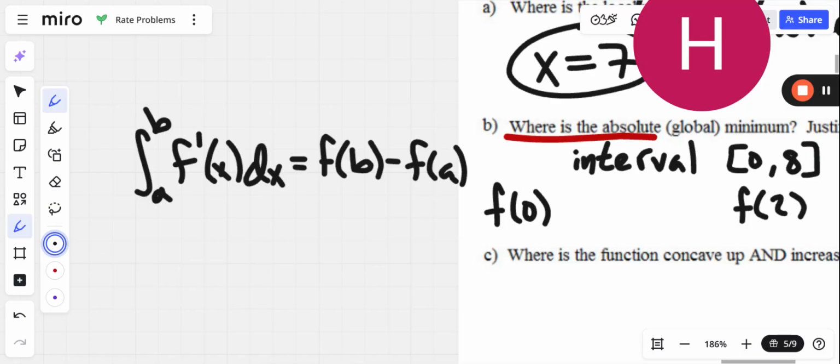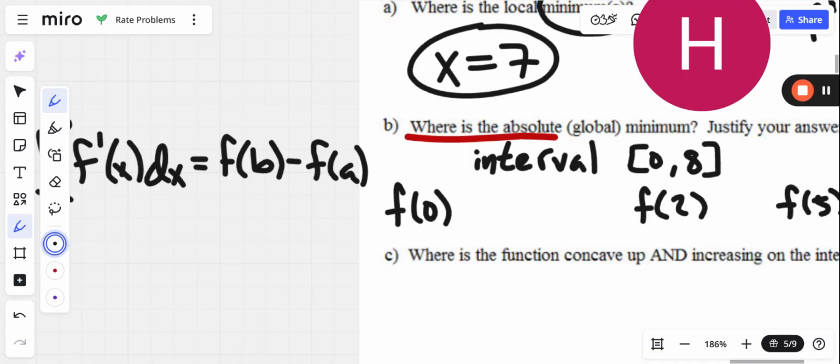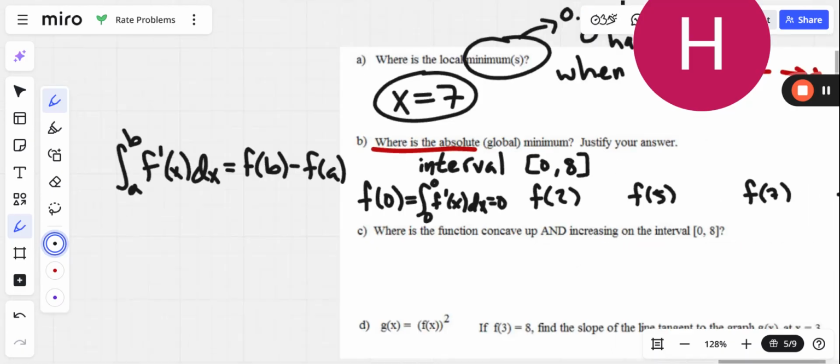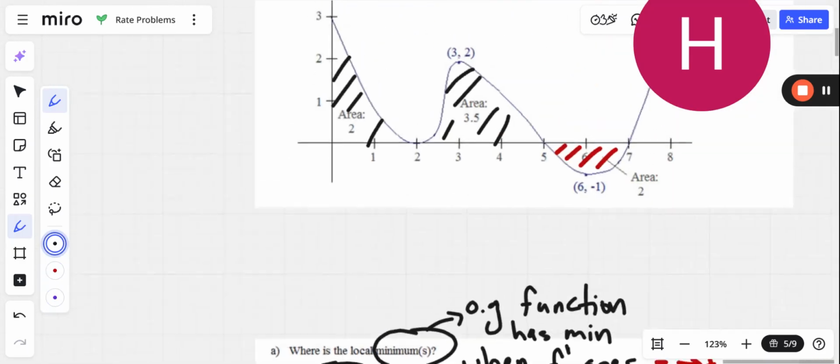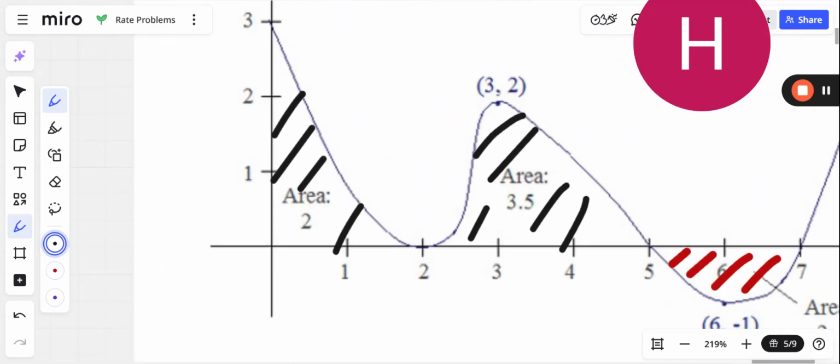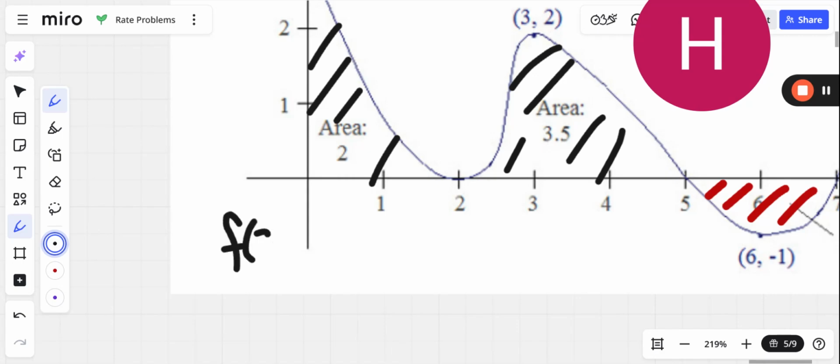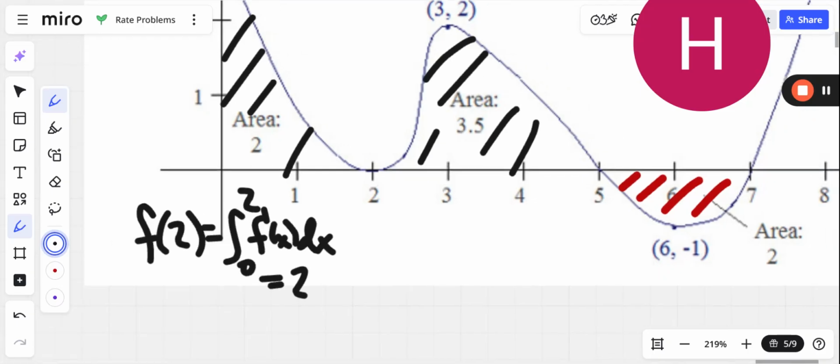So assuming that they all have the same starting value, we could just say that f of 0 is the integral from 0 to 0 of f prime, which is just 0. That's pretty low. That's going to be our minimum, and I'll show you why. Because f of 2 is going to be all of this area. So f of 2 is just going to be the integral from 0 to 2 of f prime, which equals 2.